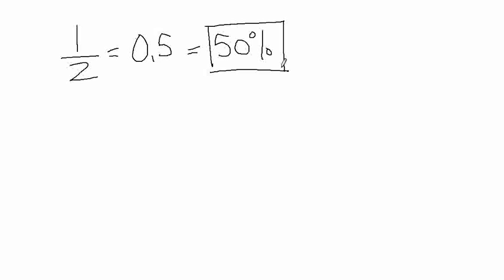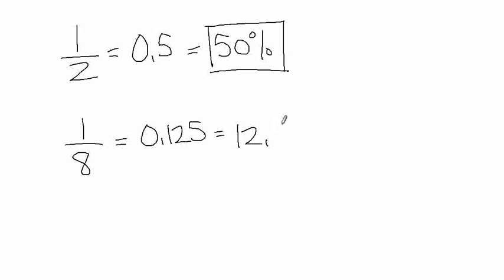What about if we wanted to convert 1/8 to a percent? Well, you can divide 1 by 8, in other words, do the long division, and if you do that, you'll get 0.125. So once again, we move the decimal point 2 hops to the right, and we get 12.5% this time.